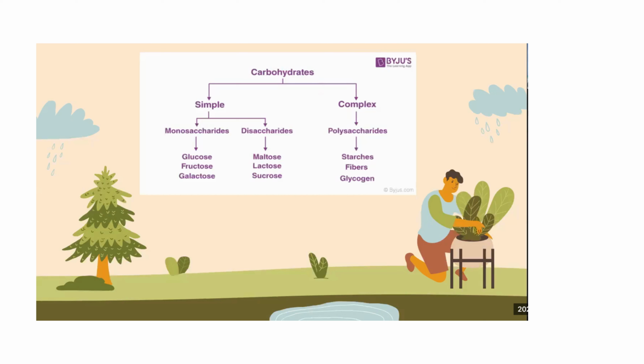So we talk about different types of carbohydrates, like starches and sucrose. How are they made? Carbohydrates are simple and complex molecules. Simple molecules like monosaccharides have only one building block, disaccharides have two. Complex ones, polysaccharides, contain more than two. Monosaccharides are glucose, fructose and galactose.